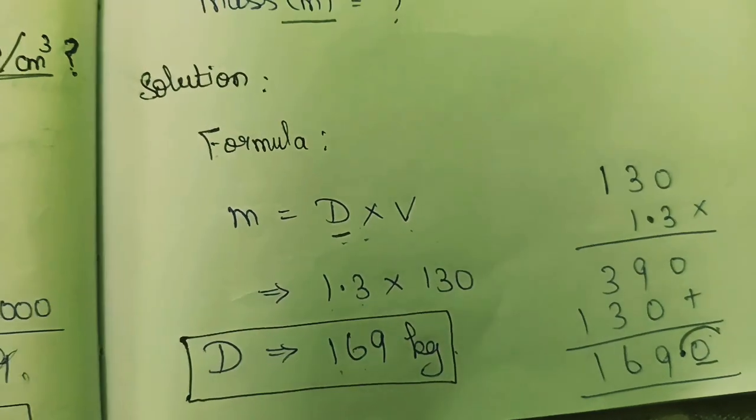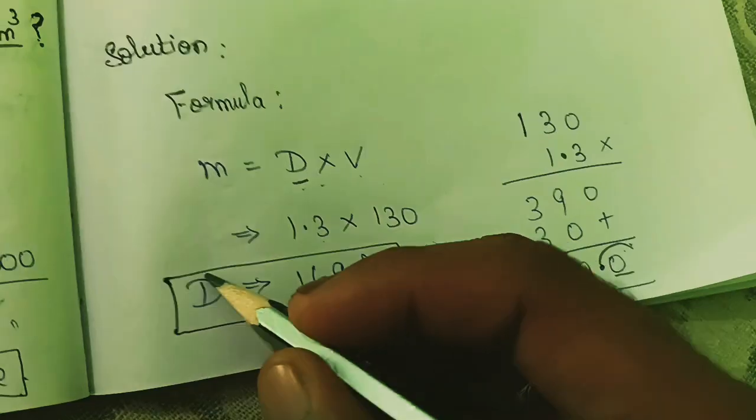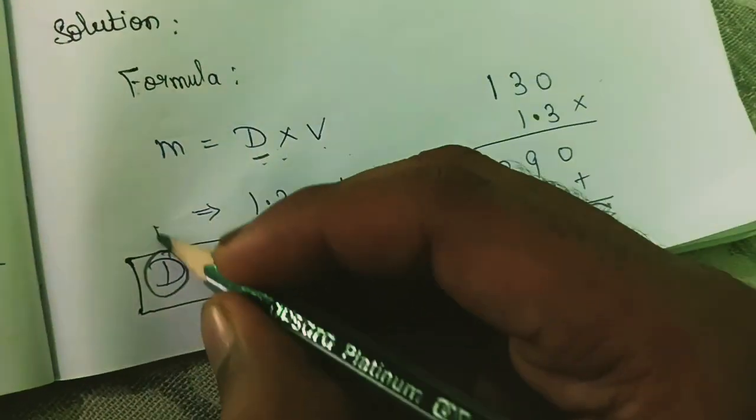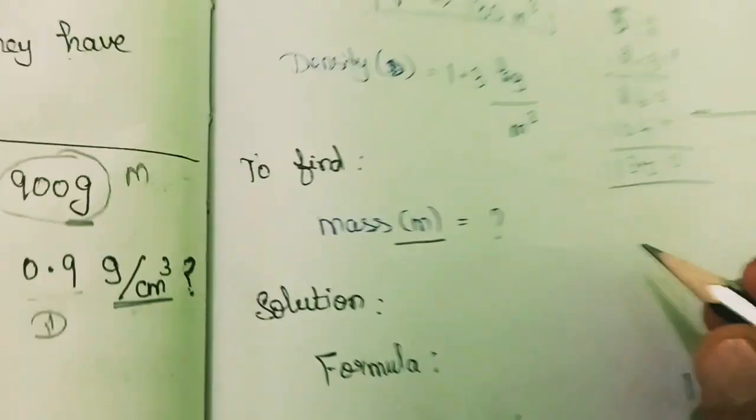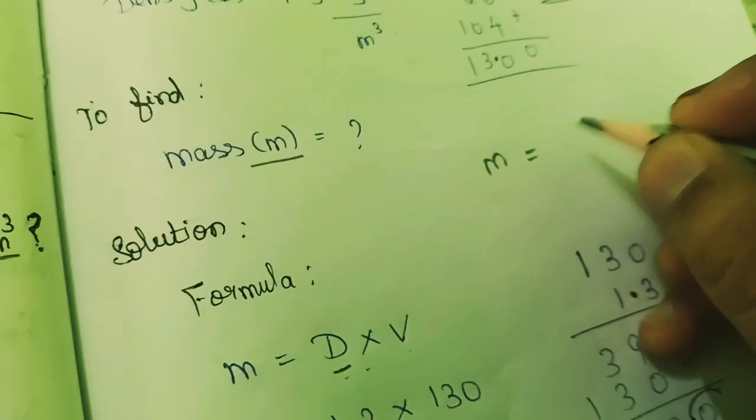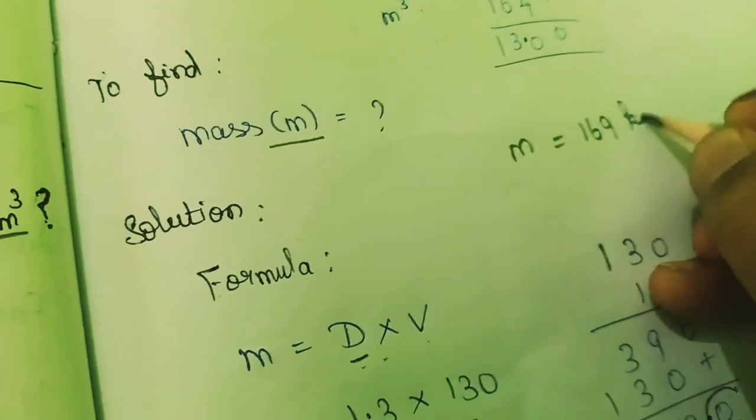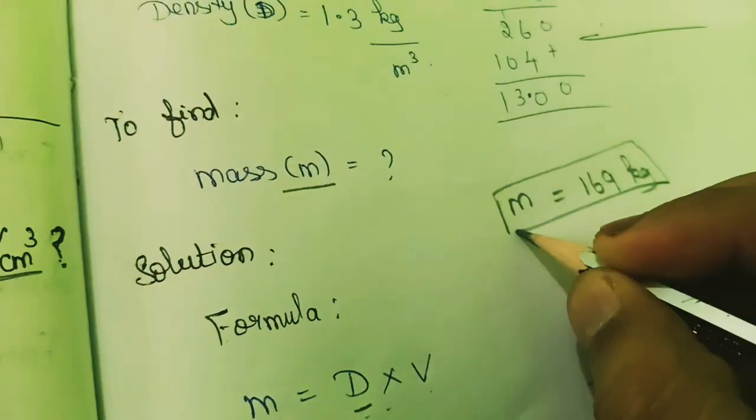A small correction in the sixth sum. Here I have to write m. I'm sorry for it. So mass is equal to 169 kilogram. I'm sorry for my mistake. Thank you.